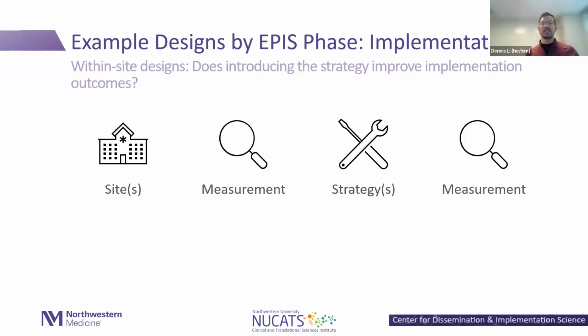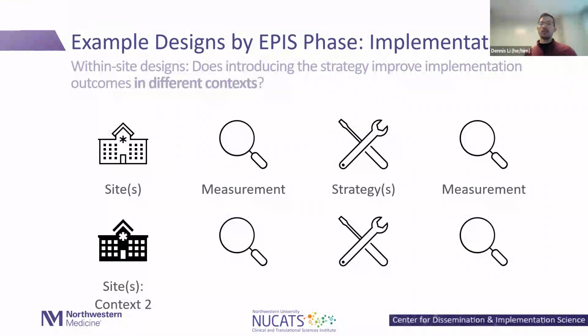Of course, a stronger design would be to do a pre-measure as well. So you can find the same sites, you can measure beforehand, for example, if they have a baseline level of reach, implement your new strategies, and then you can measure if that has changed reach or not at all. You can also use a within site design to look at whether the same strategy changes implementation outcomes in different contexts. So you have, again, sites, you measure, you implement your strategies, and then you measure again. But this is still considered a within site design because all of the sites are getting the same strategy.